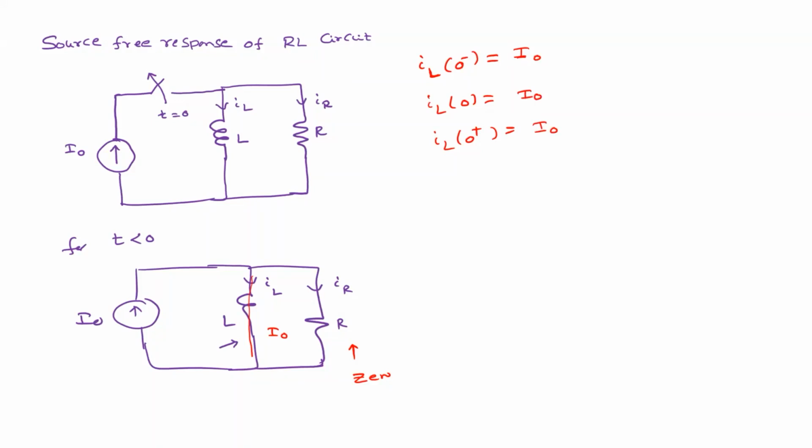So the inductor will not allow sudden change in the current. Similarly, the capacitor will not allow sudden change in the voltage. So this is the property we obtained. That means the initial current through the inductor is I naught. In other words, the inductor has some stored energy. What is the stored energy in the inductor? Half L I naught square joules.